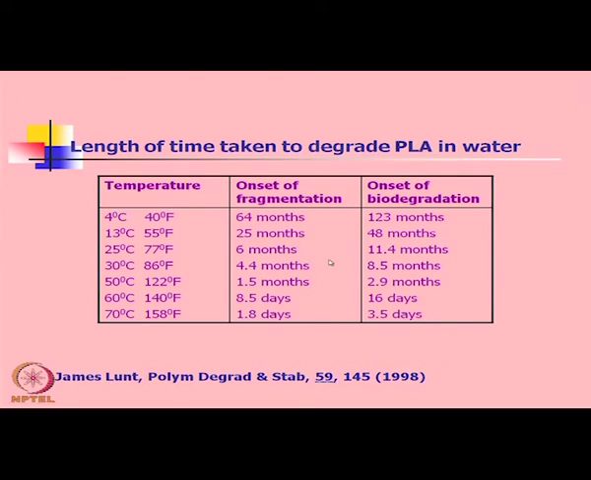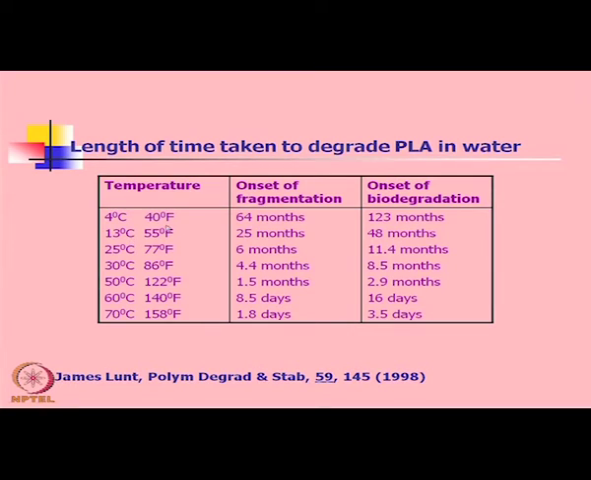What happens during degradation? First of all, the polymers get fragmented into smaller lengths. After fragmentation, through hydrolysis of those hydrolyzable bonds, microorganisms can perform at a faster rate. So, this shows the time period at different temperatures.